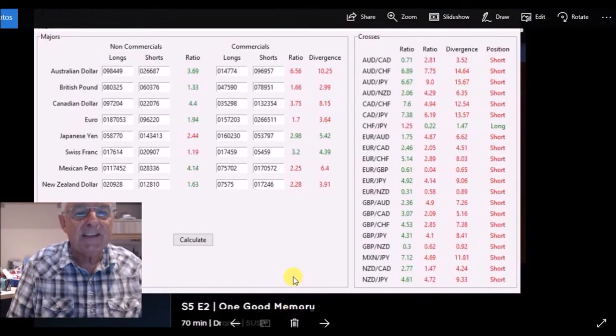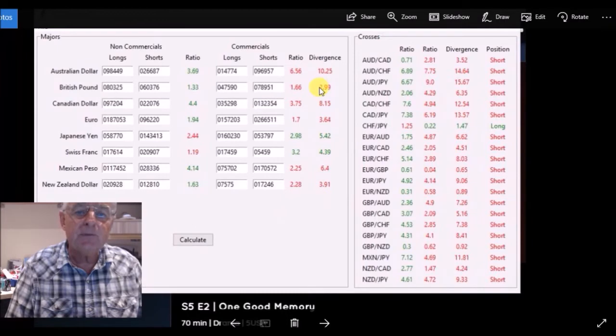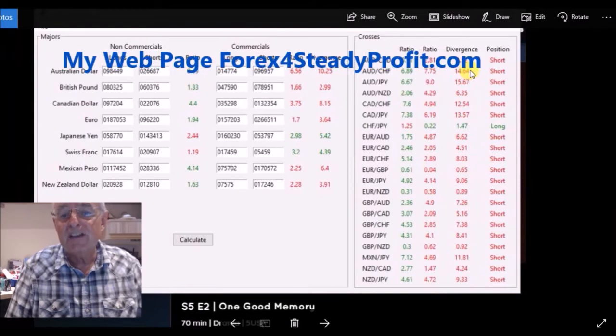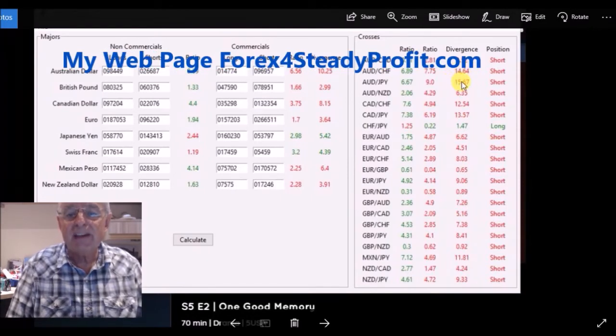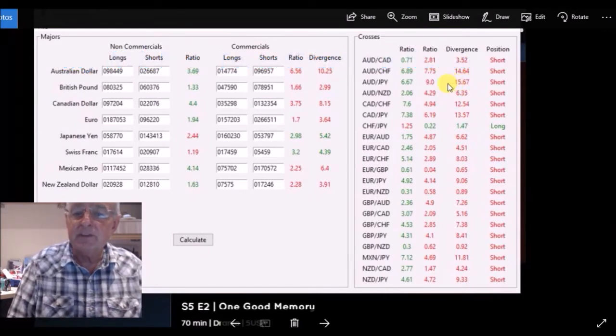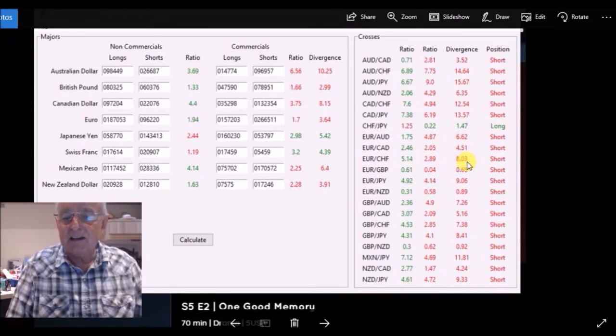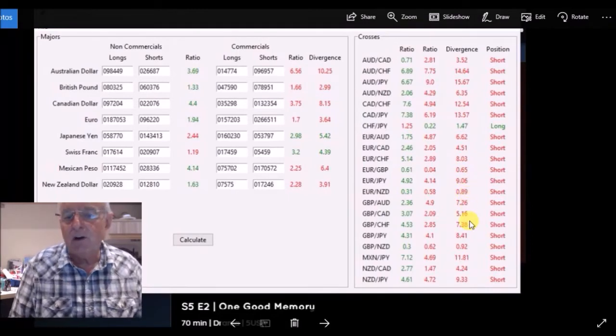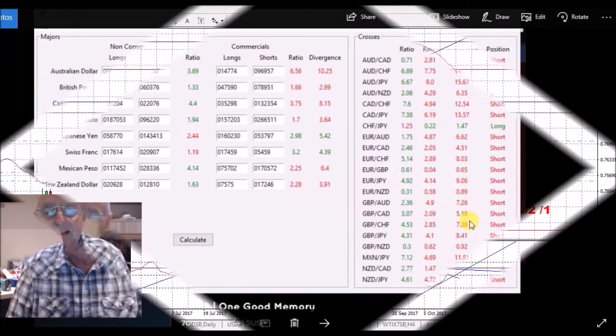Last bit of information, this is Ludwig's divergence calculator, and it works really well. This helps us with the crosses. These are the currencies against the US dollar, and here we have the crosses calculated, and it gives us a divergence value between the commercials and the non-commercials, and it shows some of the pairs that are of more interest than others. A very useful tool, only available on the Members Centre, and the pairs that are of most interest we feature on the video on the Members Centre every day, so you get a daily video on those.